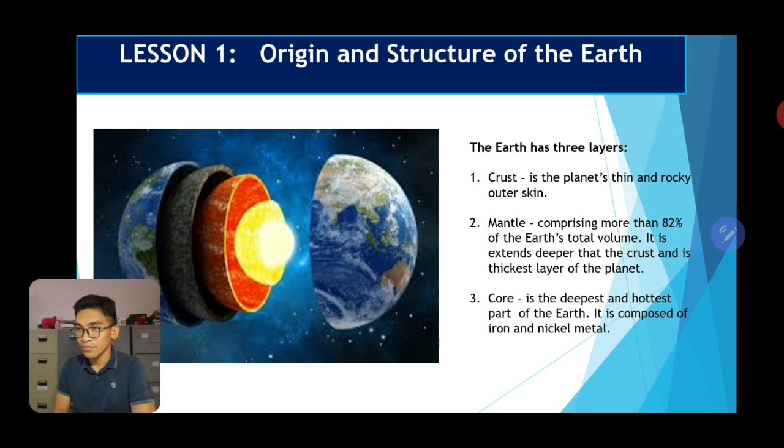Okay? So, kapag nagkaroon ng wave doon, from the core, the deepest and hottest part of the earth, it is composed of iron and nickel. Kapag sobrang hot nito, tapos lalabas ito sa maliliit na pressure points ng earth. So, yun na yung mga volcano.